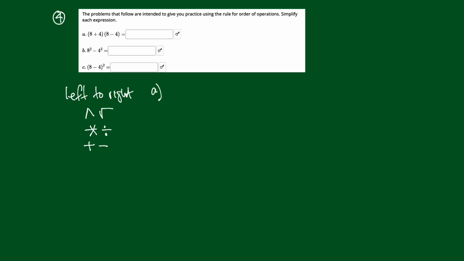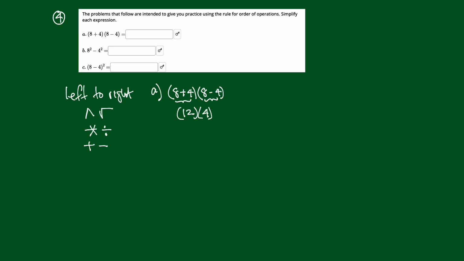Now in part A, we have this quantity, 8 plus 4. So the sum of 8 and 4, we're going to multiply that by this quantity, 8 minus 4. So working in parentheses first, we're going to do this one, then we're going to do this one. So 8 plus 4 is 12. 8 minus 4 is 4. And now we've got a multiplication.